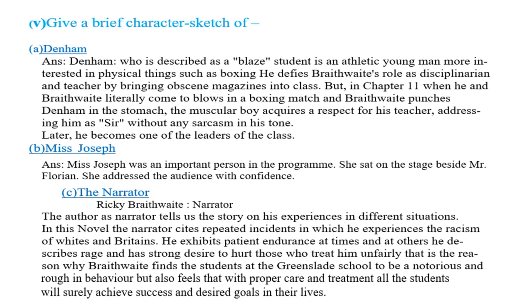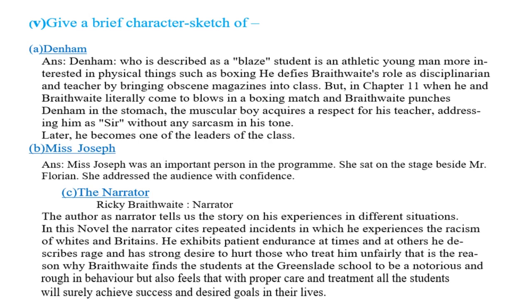So all these things we have to mention in the character sketch: why and how the behavior of Denham changed. Next is Miss Joseph. Miss Joseph was the important person in the program. She sat on the stage beside Miss Florian, who was the head of the school. She addressed the audience with confidence, and she was the beginner of that particular program. All these things we have to write in Miss Joseph's character sketch.